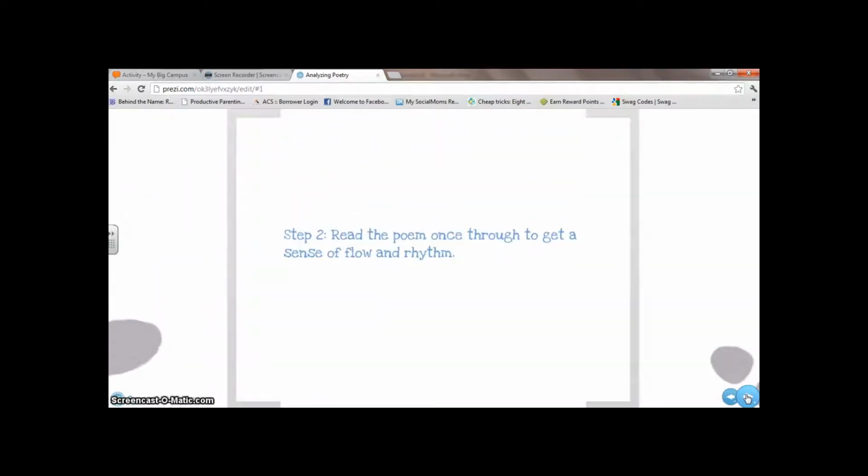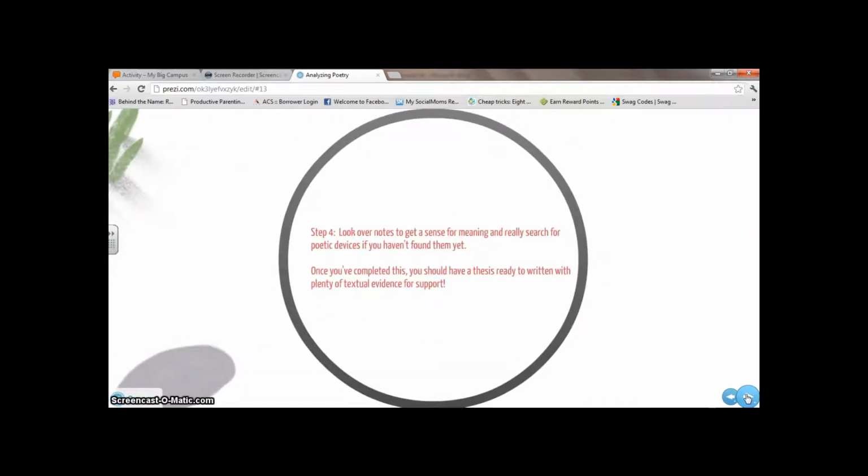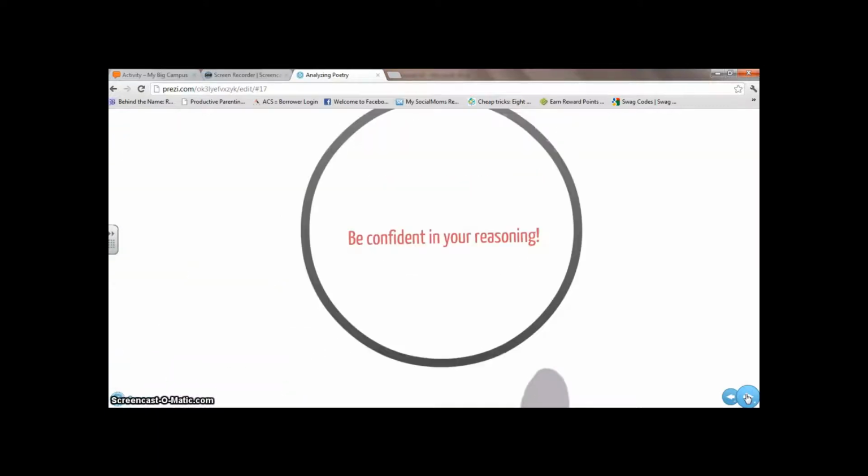The next step will be to read the poem once through to get a good sense of flow and rhythm. Next, step three, go back to the beginning of the poem and do some text marking. For example, this could be tricky words that you need to look up if you're not familiar with them, notes on the meaning, or any other general observations that you have. Step four, look over notes to get a sense of meaning and really search for poetic devices if you haven't found them yet. Once you've completed this, you should have a thesis ready to be written and plenty of textual evidence to support it, because you know how much textual evidence is important, I hope.